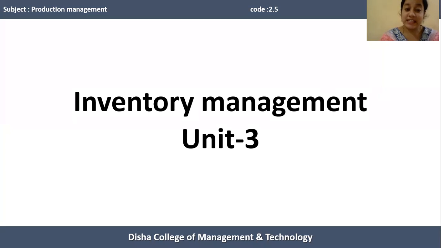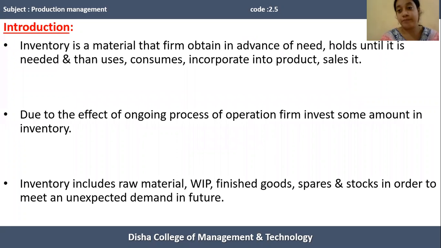Before starting this concept, first we have to understand what is inventory. In today's class, we will discuss the introductory part of inventory management and what are the costs associated with inventory. So first we will discuss what is inventory.